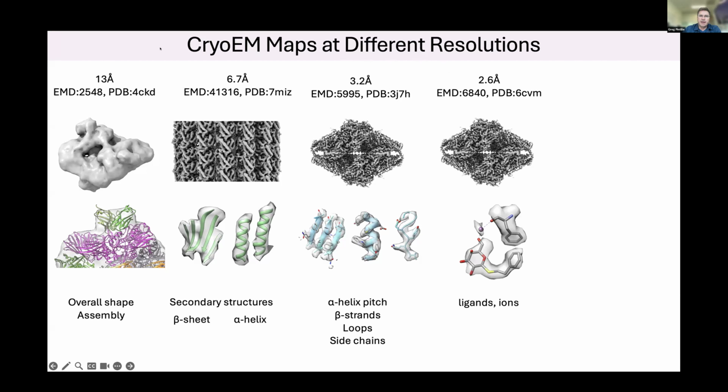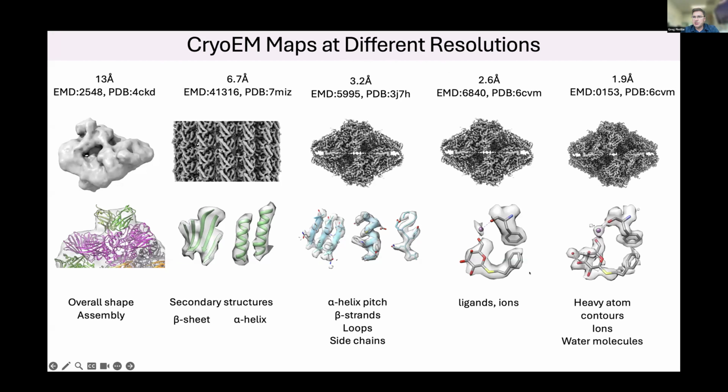At something like 2.6 angstrom resolution, the side chains become better resolved. We might even see some blobs that represent ions. In this case, this is a protein residue, and this is a ligand. You can see a ligand can be very well defined at these resolutions.